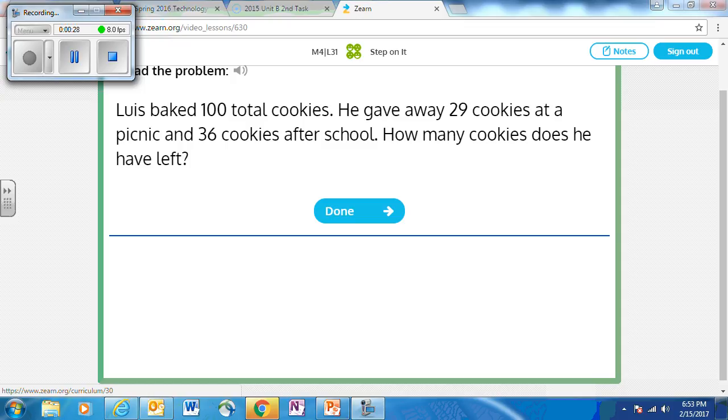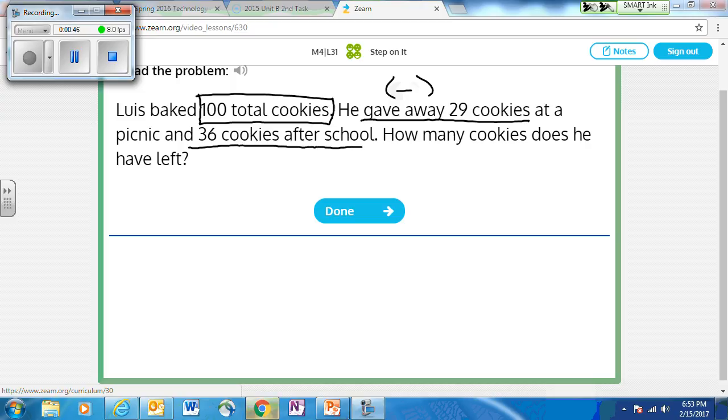Well, let's take a look at what the problem is telling us. We have a total of 100 cookies. He gave away 29 cookies, so that's telling me subtraction. And he gave away 36 cookies after school. That is, again, more subtraction. So we have 100 cookies. He gives 29 cookies away to picnic, 36 cookies after school. We don't know how many cookies he has left. So let's do some math.